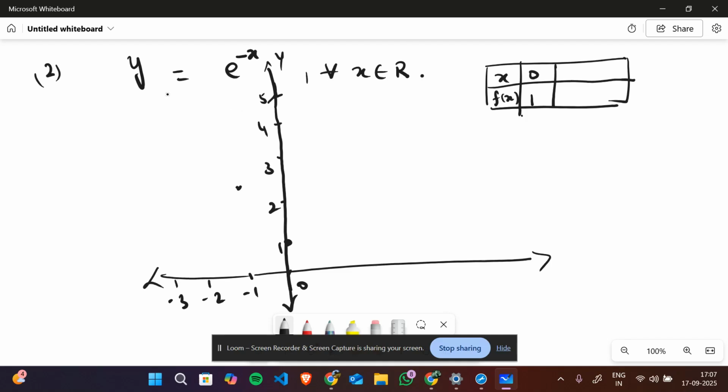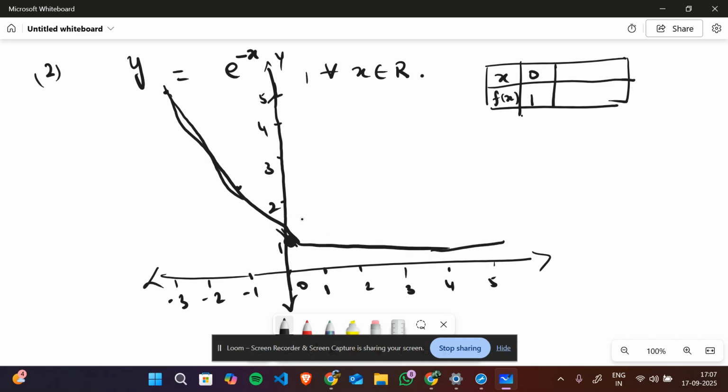Similarly, when x is equal to 1, it will be e to the power minus 1, that is 1 by e. So the value will be coming down. So now let us join all those points. So this is (0, 1). This is the graph of y equal to e to the power minus x.